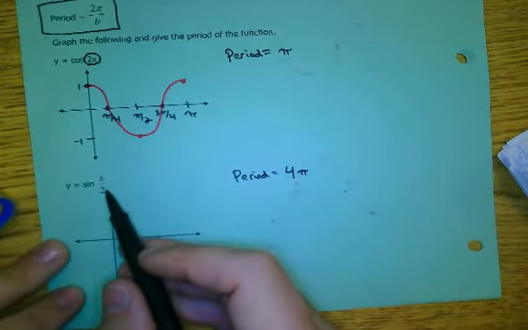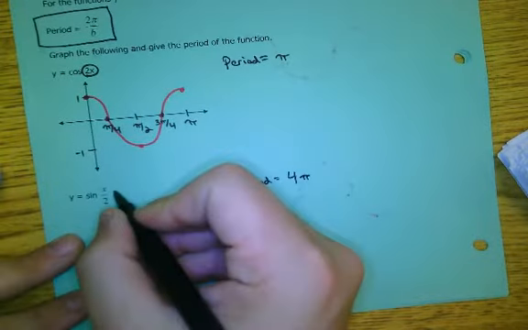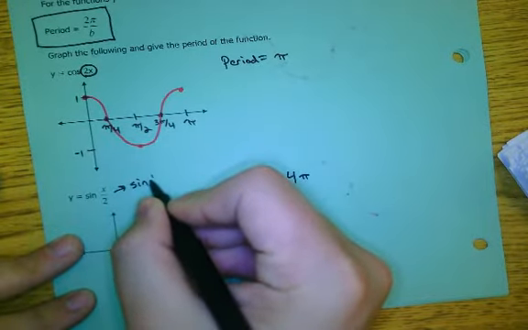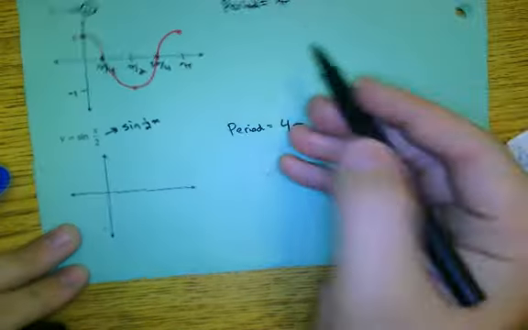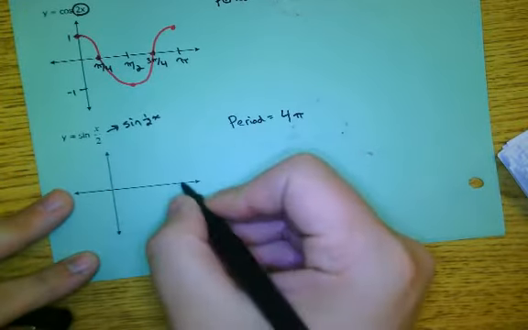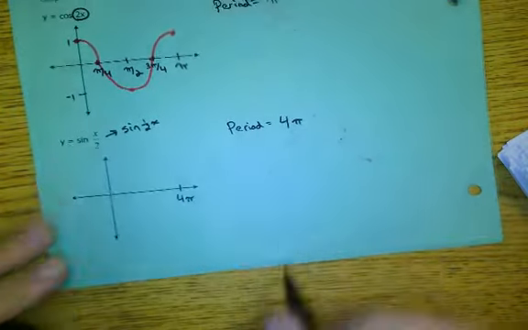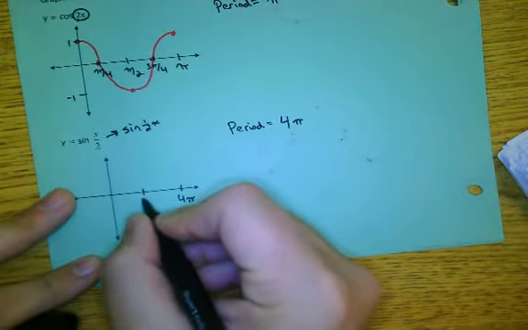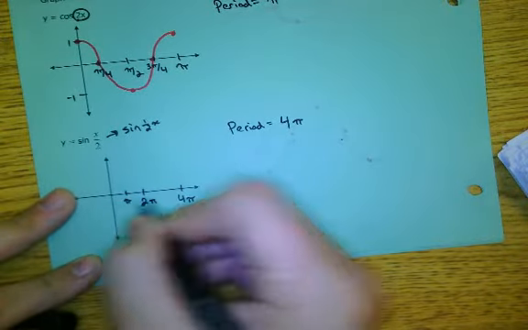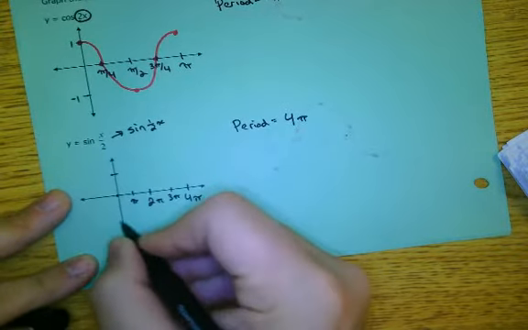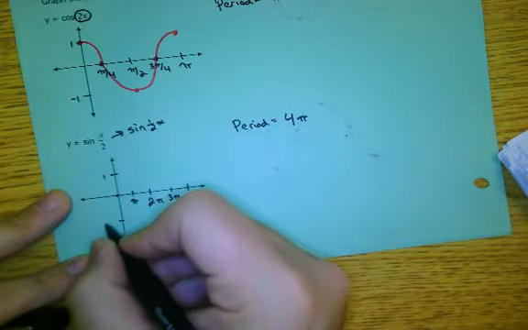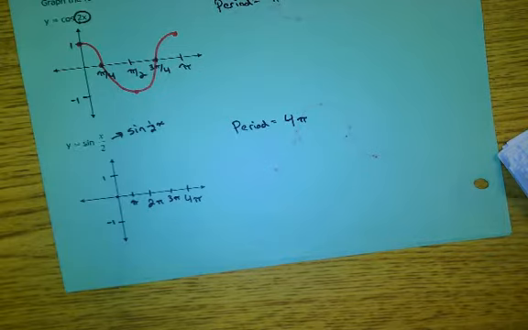Right. So we're dividing by a 1/2, because that's the same thing as sine of 1/2 x. Okay. So it's 4 pi. So we're going to go from 0 to 4 pi. What's in the middle of 4 pi? 2 pi. And you kind of get the idea, right? How high do we go? Very good, class. 1 and -1.